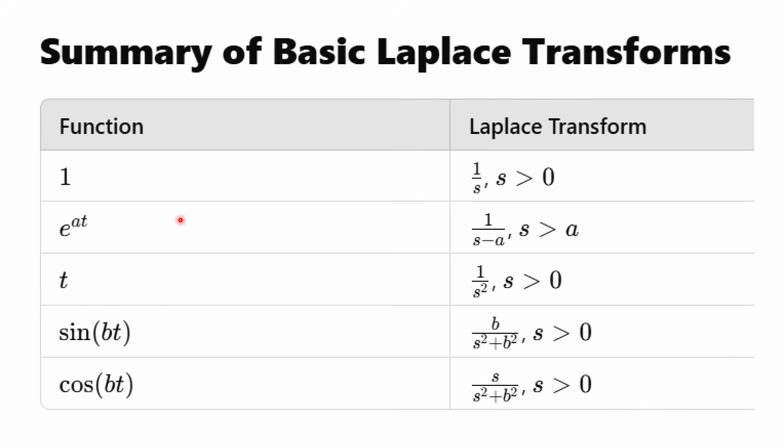Here is the summary of the basic Laplace transforms. The Laplace transform of 1, we already got, is 1 over s. For the exponential we got 1 over s minus a, and similarly if you get the Laplace transform of t, you will get 1 over s square, and likewise for sin bt and cos bt. You can get this type of Laplace transform. So you should try to do these Laplace transforms. You can convert the sine and cosine functions into exponentials using Euler's theorem, and then you can get the Laplace transform, right?